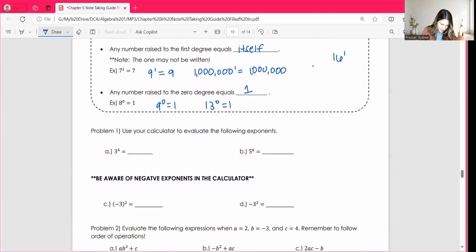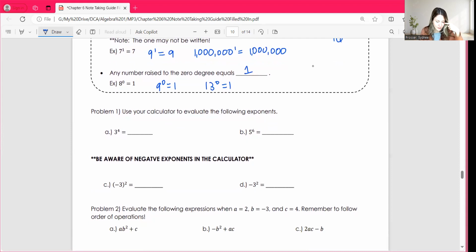Here are some examples. We can use your calculator to evaluate the following exponents. So we've got 3 to the 4th power. You can type that into your calculator, or you can do 3 times 3 times 3 times 3, right? Because we know you have to multiply it 4 times by itself. We can do this one without a calculator because I know 3 times 3 is 9, 3 times 3 is 9, so then I get 81.